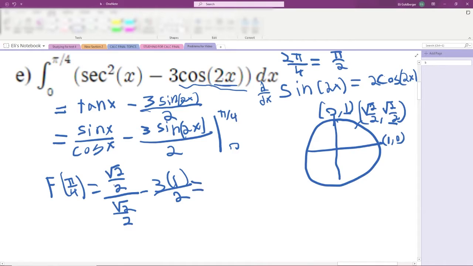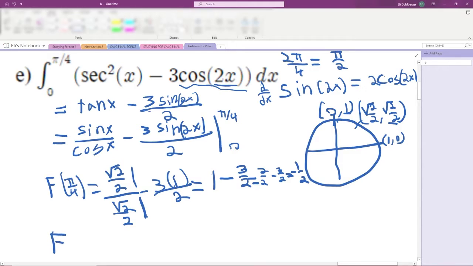And now that we'll simplify everything, this is basically just something over itself. So that's just 1 minus 3 halves, which we can also simplify as 2 over 2 minus 3 over 2, which just gives us negative 1/2. And that's our f of pi over 4.